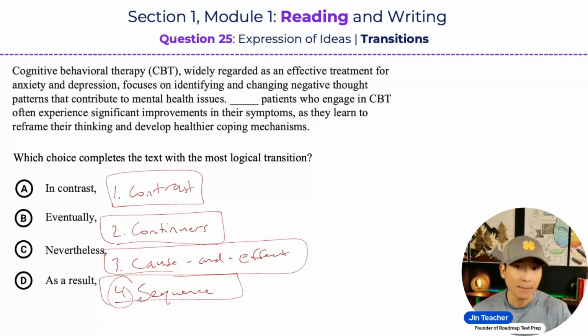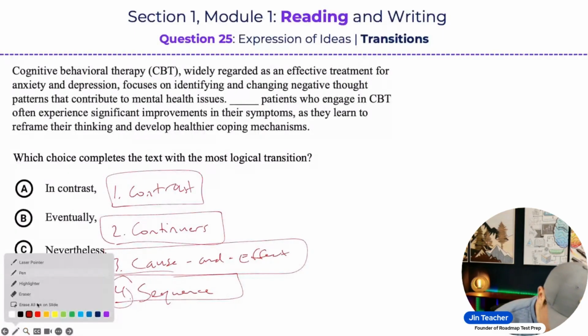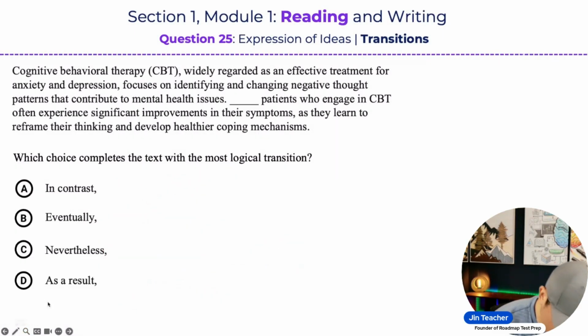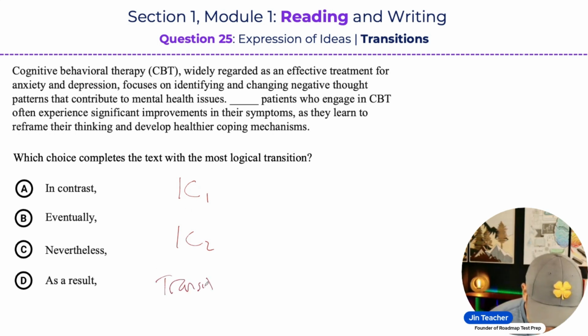And if you guys have watched some of the previous videos, you've seen me talk about this process, right? Where you're just focusing on doing things one thing at a time. We focus on the independent clause first. The first independent clause, we understand what that says. Then we focus on what the second independent clause says. And then we focus on the relationship between the two independent clauses.